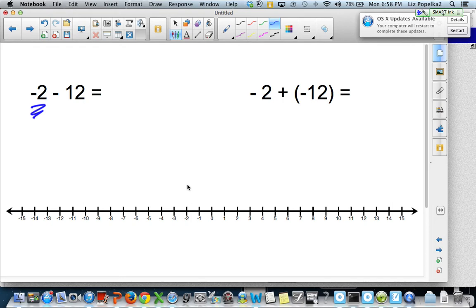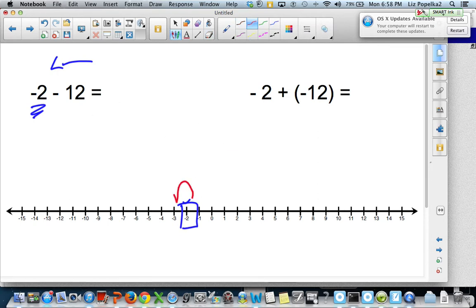So I'm going to start right here at negative 2. Minus 12. Remember, minus and negative really mean the same thing. It means we're going to travel in the negative direction. So now that I'm at negative 2, I'm going to have to move in the negative direction 12 places.